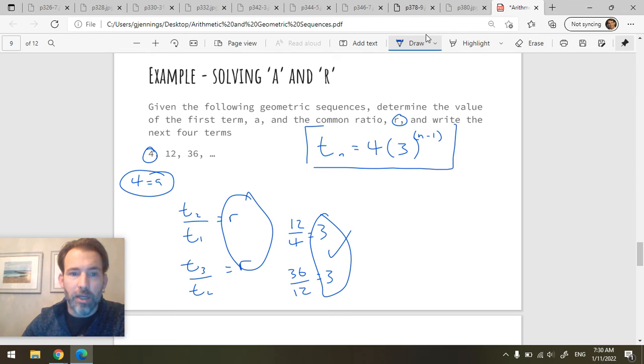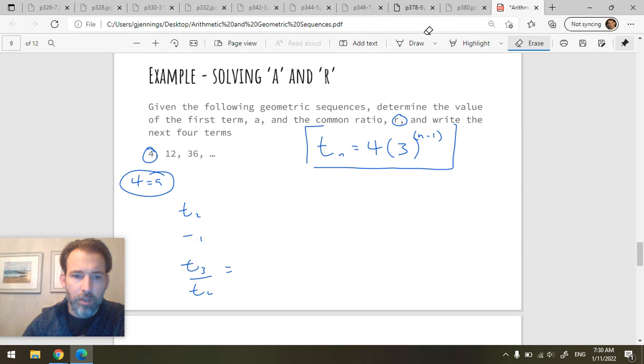And now it says, then write the next 4 terms. Okay, so this is my first, second, third, fourth term. I want the fourth term. So to do that, what I'm going to do is here. And here I might create a table because I want to write out lots, or I just write it out.